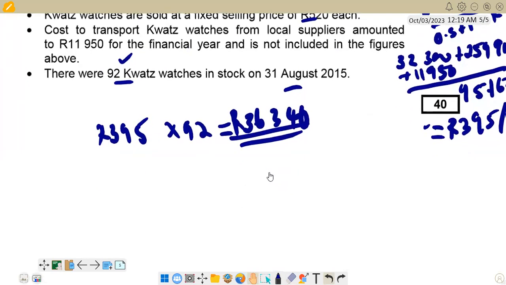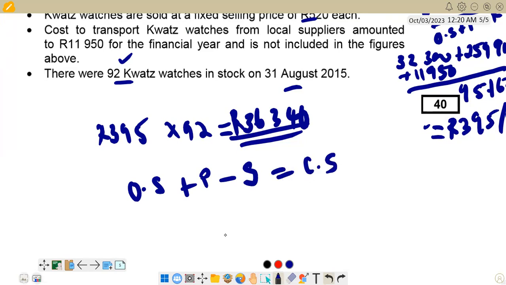But what we know is the formula we use to find what is left in stock. Let's put the formula there. If you say opening stock in units, you add purchases in units, and then you subtract sales, you get the closing stock. So that is the formula that we use to arrive at the closing stock in number of units and also in value. We are going to use this one to find the number of units that we had sold.